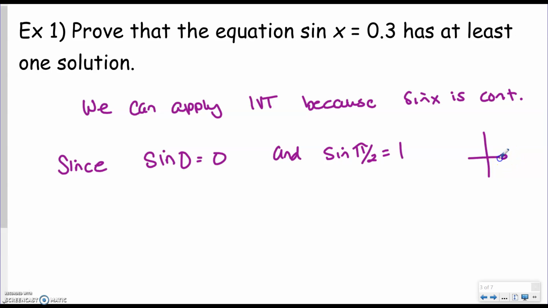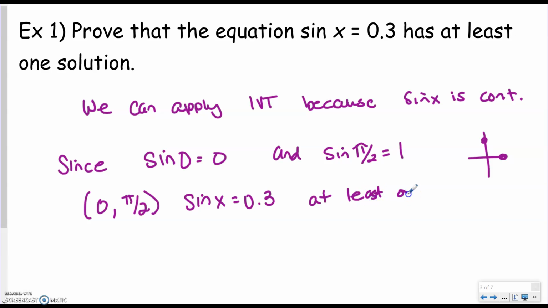so thinking of our unit circle, here's our 0, here's our 1, that somewhere on the interval from 0 to pi over 2, and I'm not going to include those values because I know that doesn't work at 0. So on the interval between 0 and pi over 2, sine of x must equal 0.3 at least one time. Okay, and it's pretty simple there.